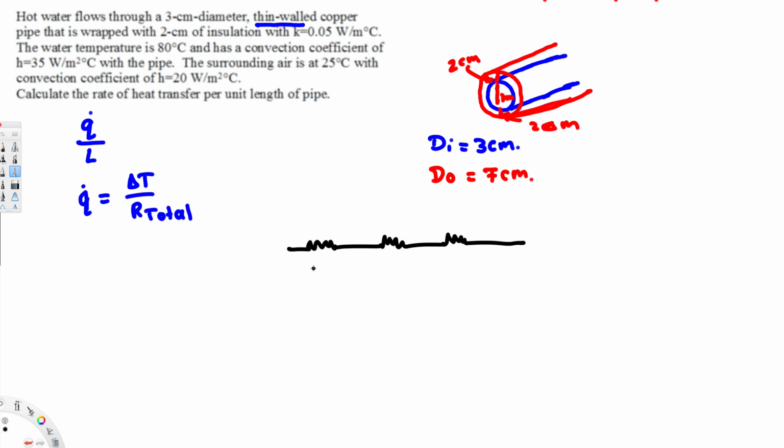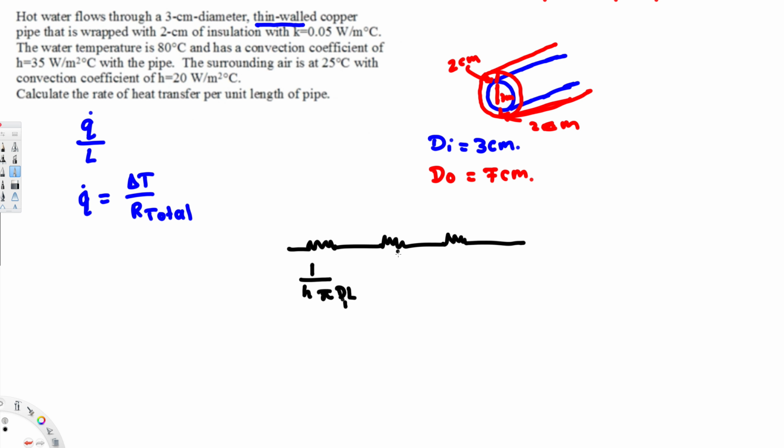Now for inner convection, to find the convection resistance we use this equation, that is 1 over h times surface area. The surface area for a pipe is going to be 2 pi r L, or you can use pi D L. Since we have the diameter we can use pi D L. So let's use pi D L right here, and let's note D inside, right?